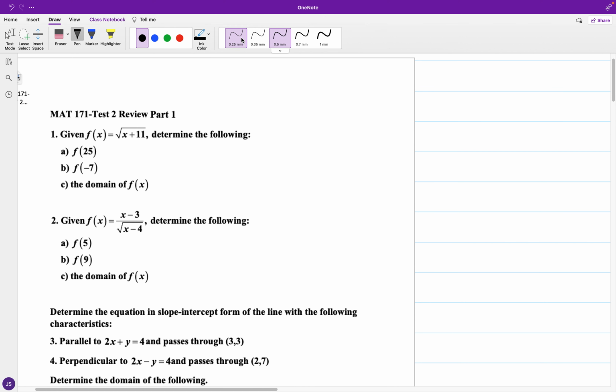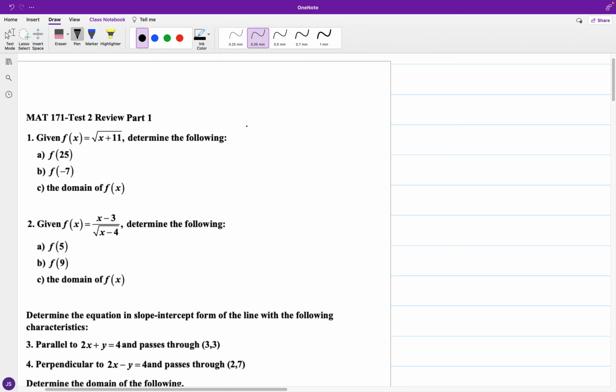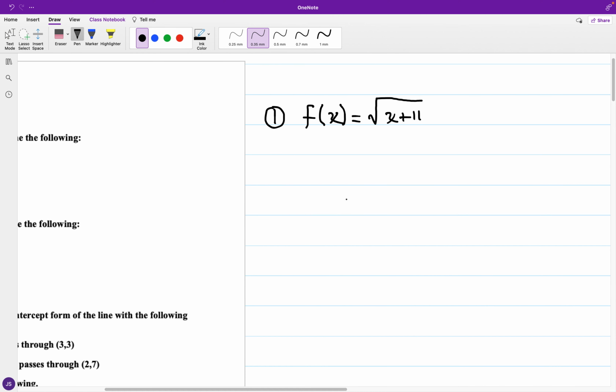In the case of the first item, we have a radical function where f of x is equal to the square root of x plus 11. Looking at the first part, we're finding out what the value of f at 25 is.